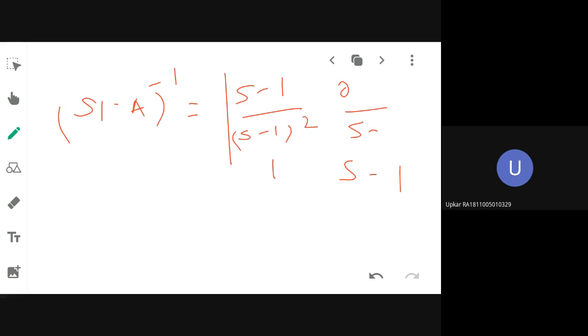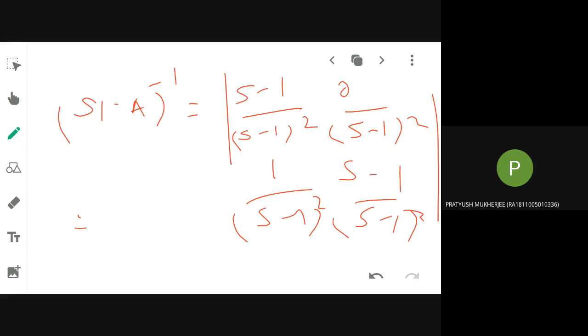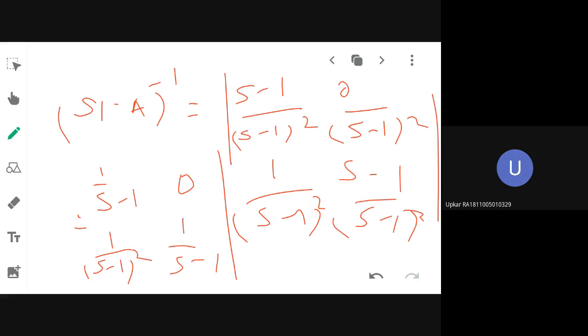sI minus A inverse: the cofactor is [[s minus 1, 0], [1, s minus 1]]. So you are going to divide that by the determinant, which is (s minus 1) whole square. Everywhere you will divide. So what is the final answer? It is 1 upon (s minus 1), 0, then 1 upon (s minus 1) whole square, and 1 upon (s minus 1). So this is the answer. Okay, then what is your next step?